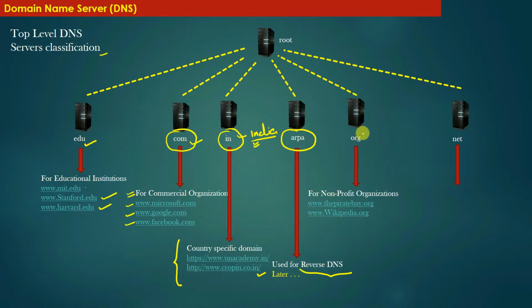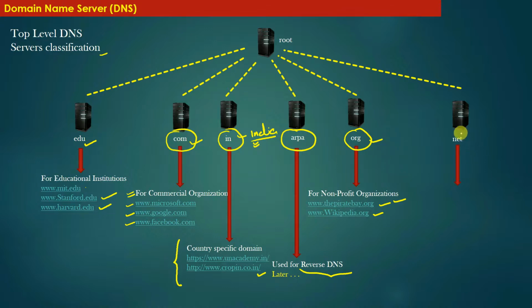Then the next top level domain name server you can see is org. So org is responsible for all the websites which belong to non-profit organizations. For example, www.thepiratebay or wikipedia.org. So if tomorrow you launch any non-profit organization, and if tomorrow you plan to launch a website for this organization, then you will have to buy the domain name under org.